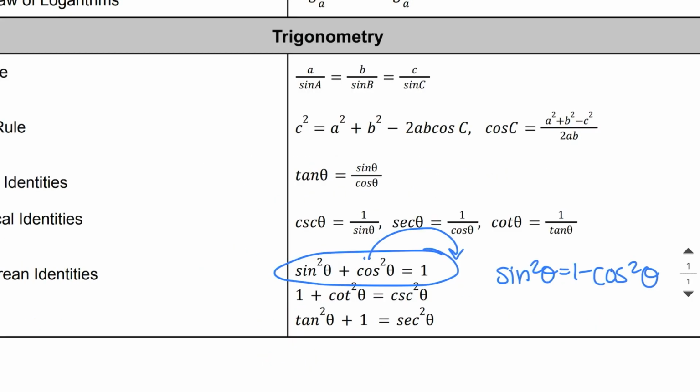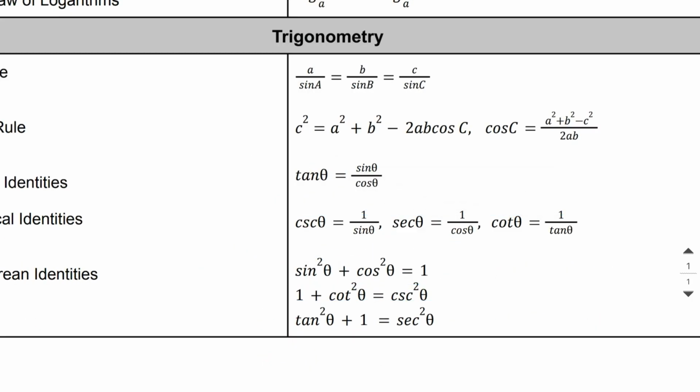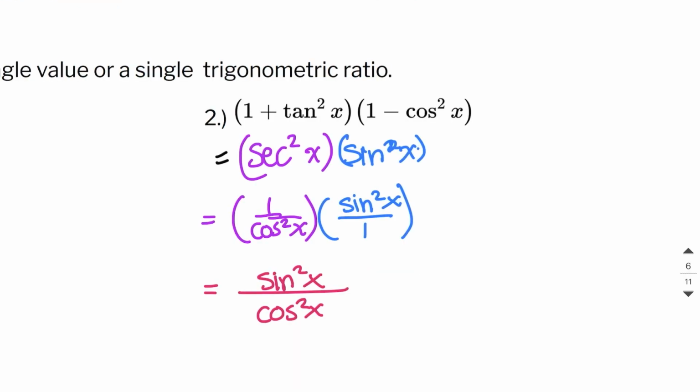If you look at your formula sheet right here, we know that sine over cosine is the same thing as tangent, which means that sine squared over cosine squared would be the same thing as tangent squared right here. So over here, we can say that this is equal to tan squared x, and there's our single trig ratio.